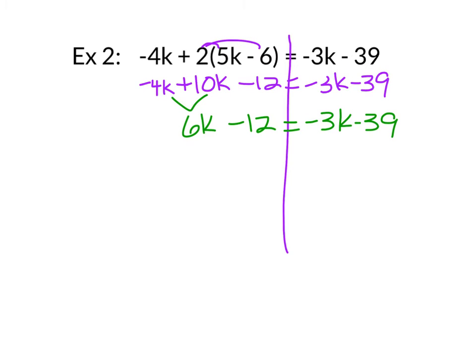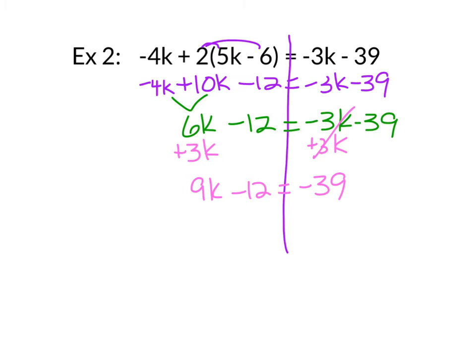So since it's negative, I need to add 3k to the other side. Because I'm going across the equal sign, I have to change it to do the opposite. So I can mark those out, and now I have 9k minus 12 equals, and I'm going to bring down the negative 39. Be very careful that you don't miss that sign. Whatever sign's in front of the number always goes with it.